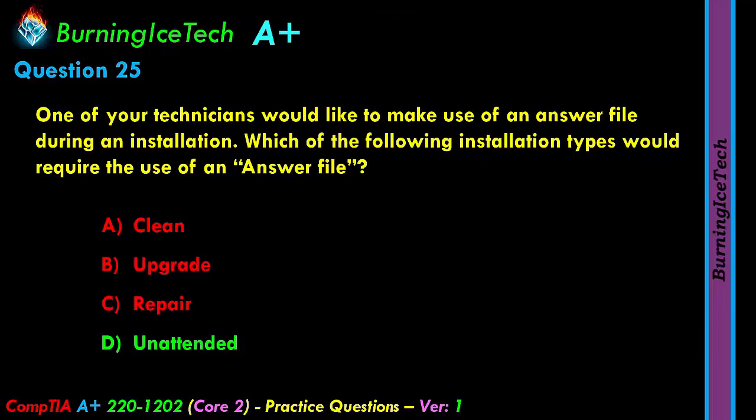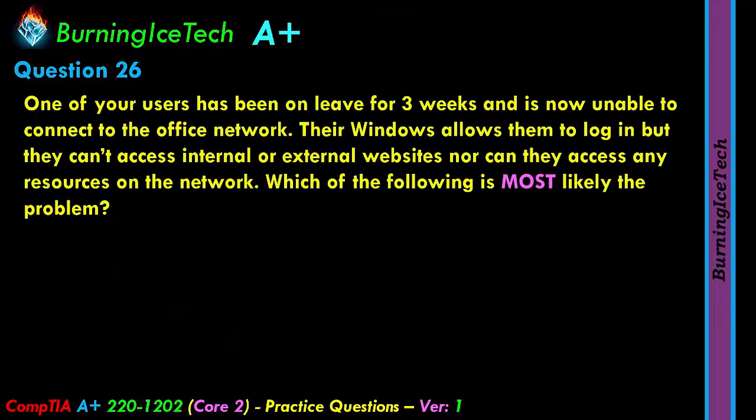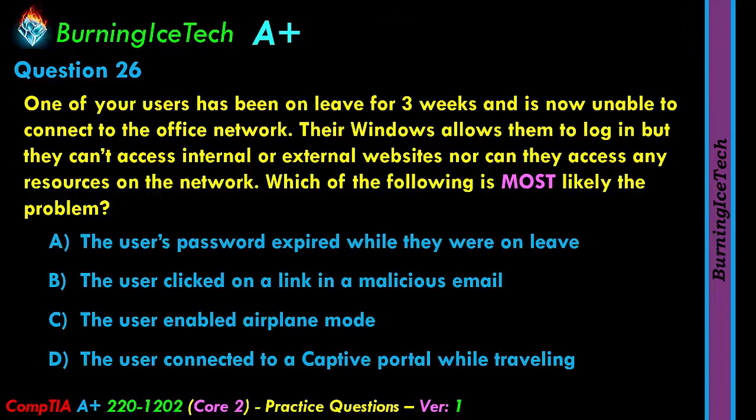Alright, so without wasting any of your time, moving you on to number 26 here, guys. One of your users has been on leave for 3 weeks and is now unable to connect to the office network. Their Windows allows them to log in, but they cannot access internal or external websites, nor can they access any resources on the network. Which of the following is most likely the problem?